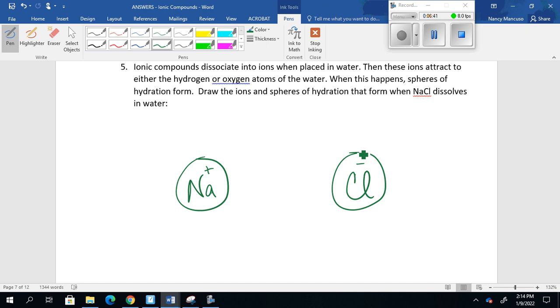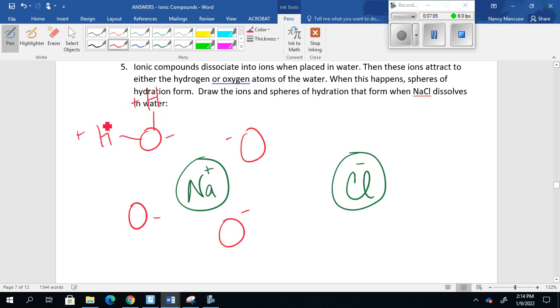Okay, so now I need to draw my waters. So I'm going to go back to red. The H side was positive. The O side was negative. So I'm going to draw, let's say, 4 waters around this sodium. The O's are going to face it because they're negative, and the H's, which are positive, are going to be away from it.